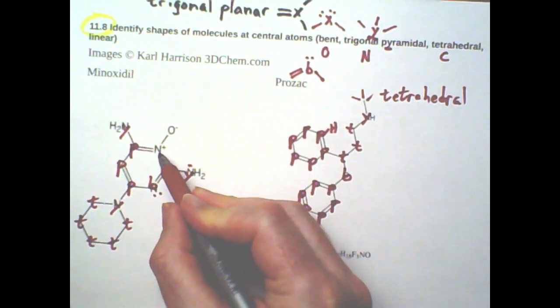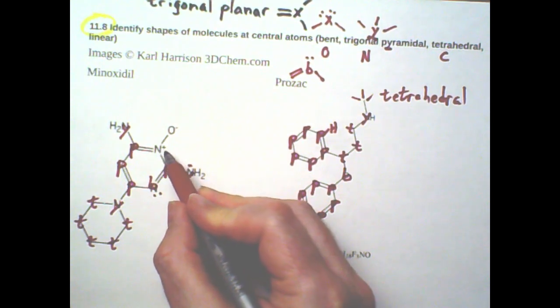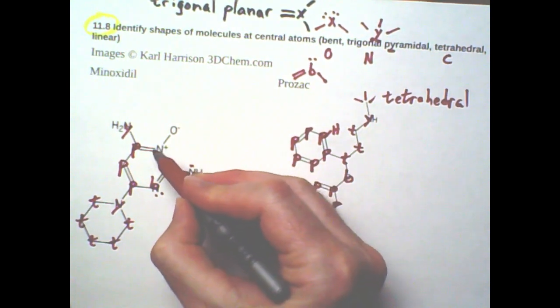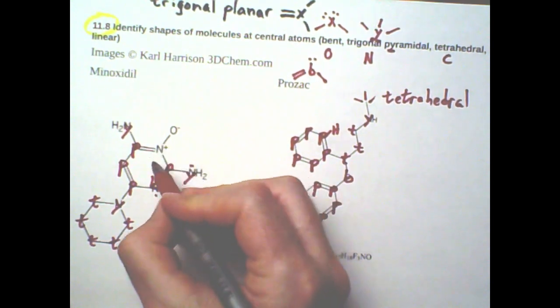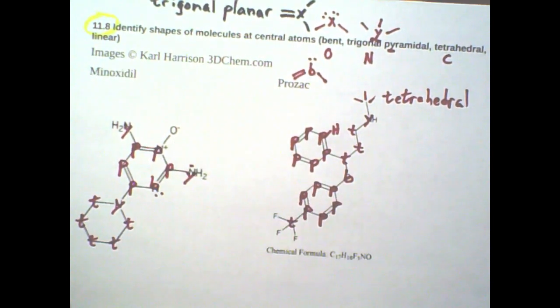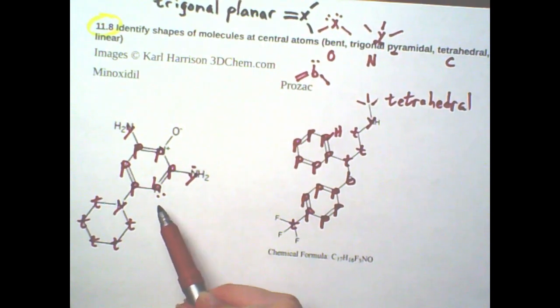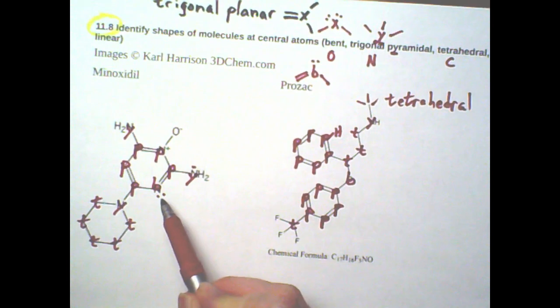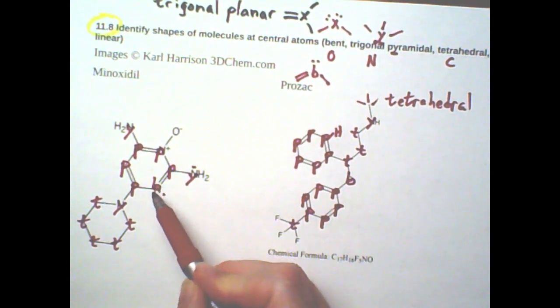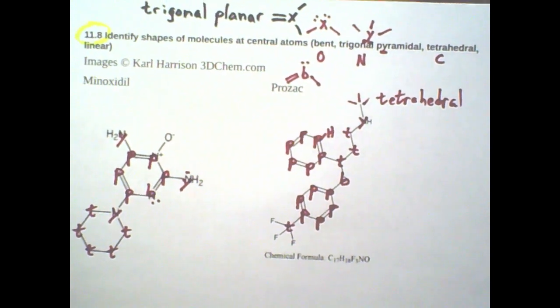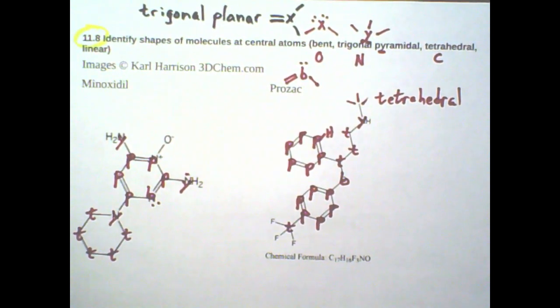This nitrogen with the plus charge is the same. It's got 3 things, no lone pair to push it out of the plane. That nitrogen is planar also. It's only this one here that has a lone pair but no third thing attached. 1, 2, lone pair. That's bent. So you're going to see these same patterns over and over. You can get used to them pretty quickly.